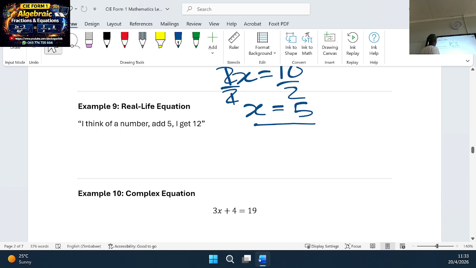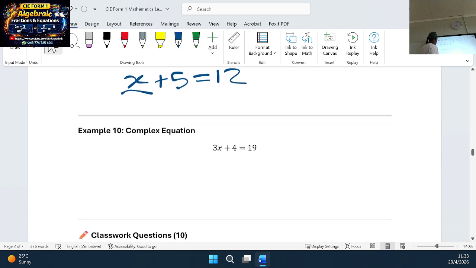Then next I want to build an equation out of a word problem. I think of a number. So the moment I don't know that number, I'm going to use letters like x, y, z. But the basic one is normally x. So think of a number, then I add 5. Then the result that I get is 12. In other words, I've managed to formulate the equation, which will help me to find the unknown x.